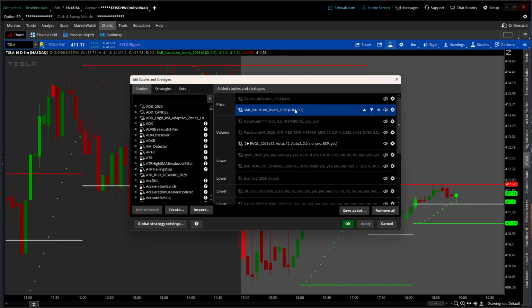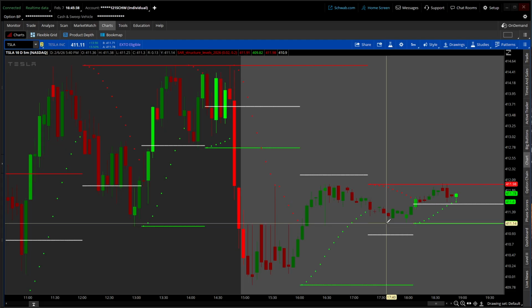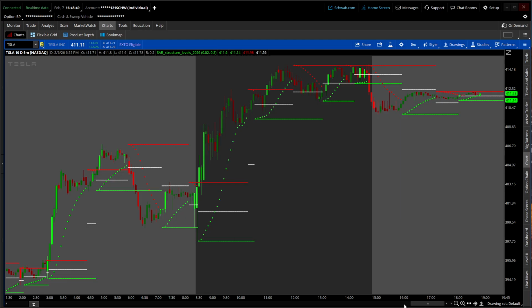I called it the SAR structural levels or the SAR market structural levels. It was really interesting to me once I had the idea. I had the idea for a while, but never did really do anything about it. But finally decided to do something about it. But I wanted to give it away.